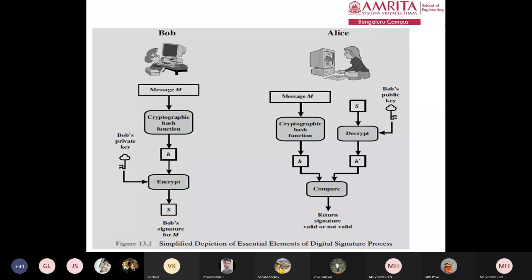Yes, sir. Okay. I think these diagrams are clear. I thought it was a different diagram. These diagrams are clear, so I will share the same diagram with you.